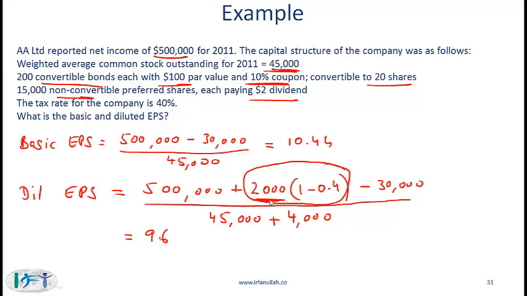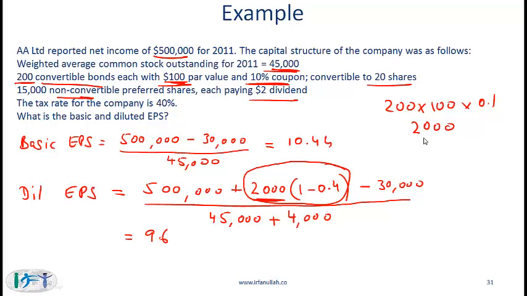The 2,000 is the interest expense, and you can see that there are 200 convertible bonds, each with par value 100, so that's 200 into 100. That is the total par value of the convertible bonds. The interest or the coupon is 10%, so you multiply that by 10% or 0.1 and you will get 2,000. Remember that interest is tax deductible.